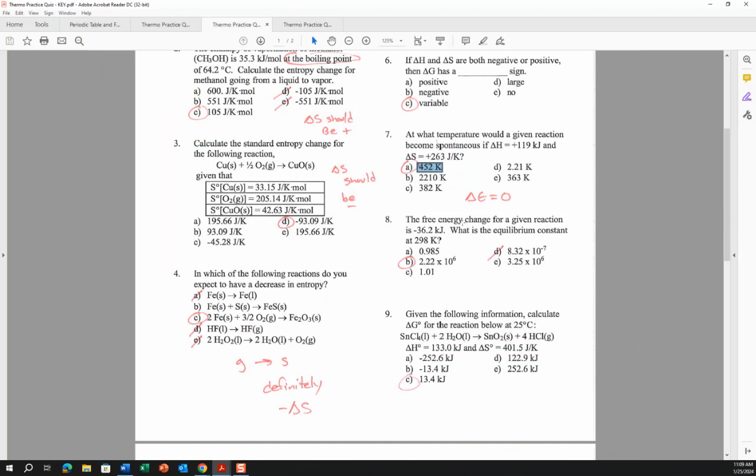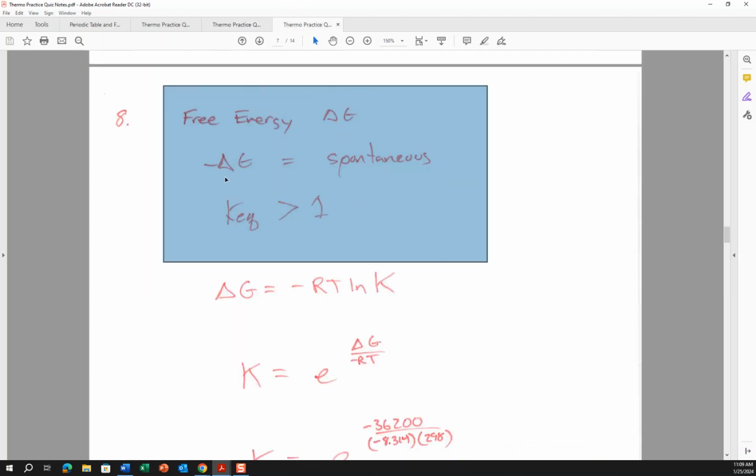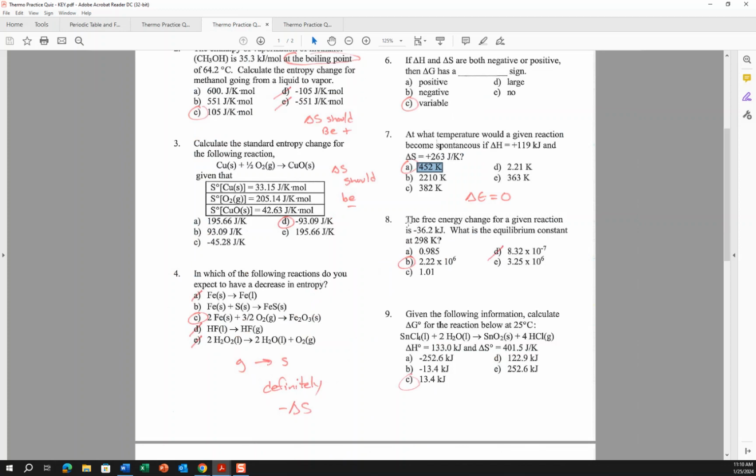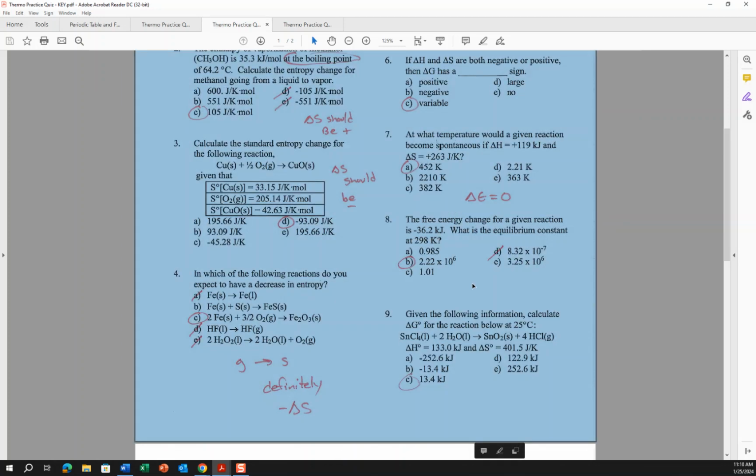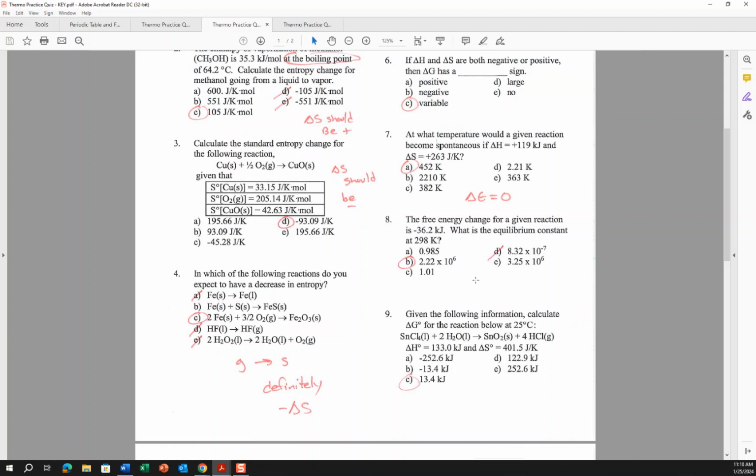So the first thing to understand is delta G was negative in this question, so that means the equilibrium constant has to be greater than 1. There's really 3 answer choices we can cross out, but the one we can definitely cross out is the one where the equilibrium constant is less than 1. So it can't be choice D. Oh wait, you can cross out A too. Sorry, didn't realize A was less than 1, but A is less than 1. So D and A you can cross out.